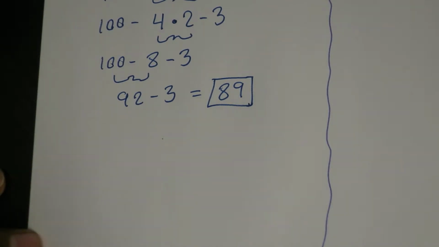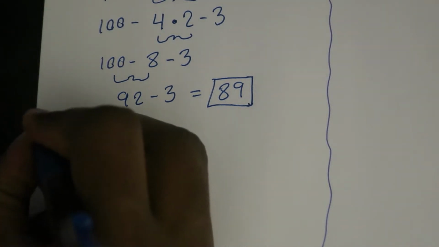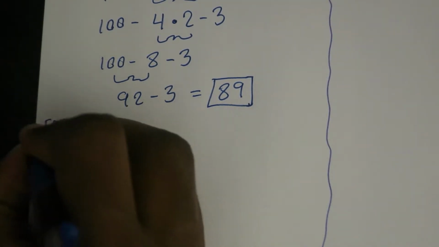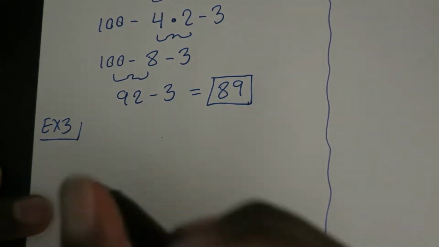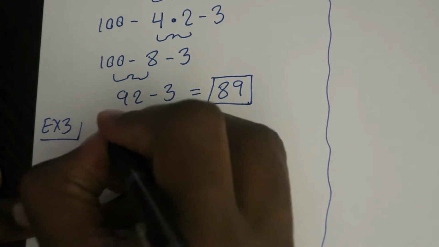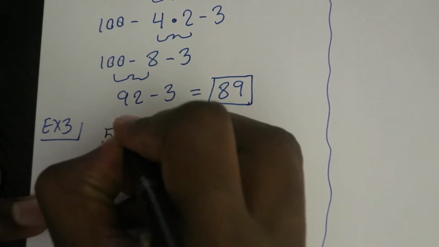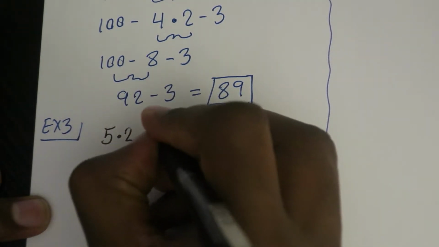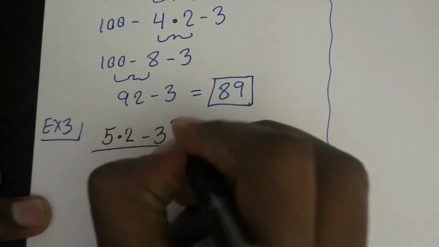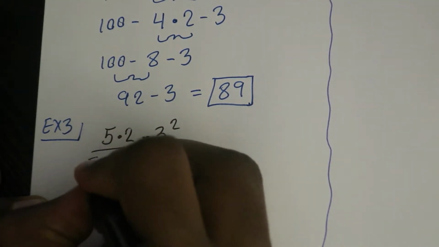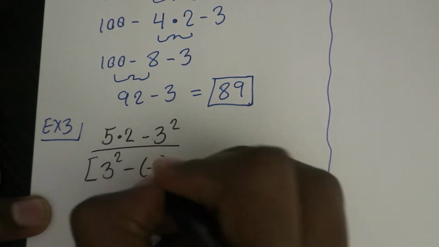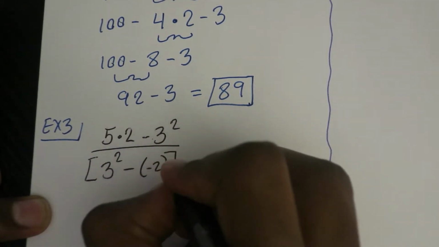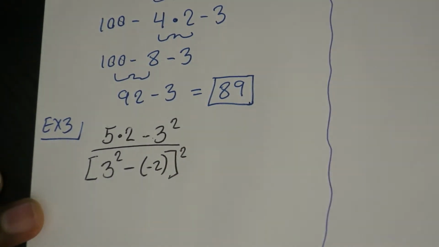Let's look at example 3. And for this one, let's look at the following. 5 times 2 minus 3 squared, divided by bracket 3 to the second power minus negative 2, and then bracket close square.